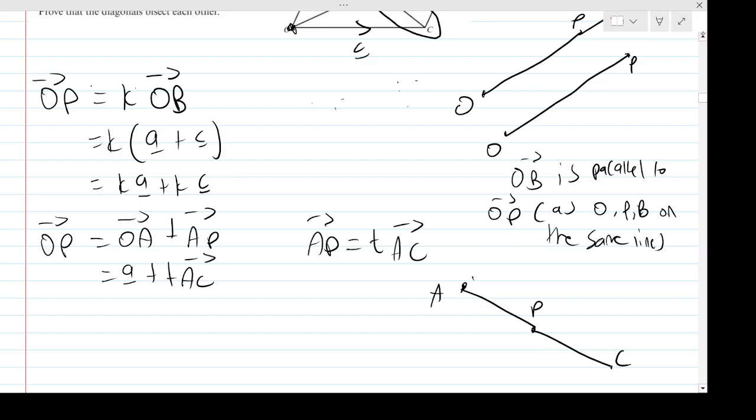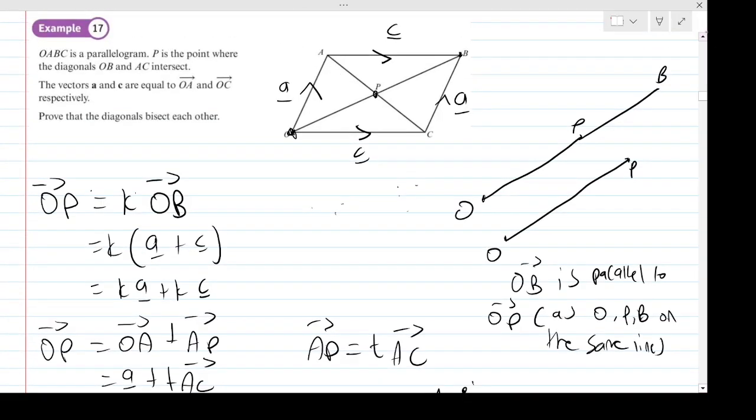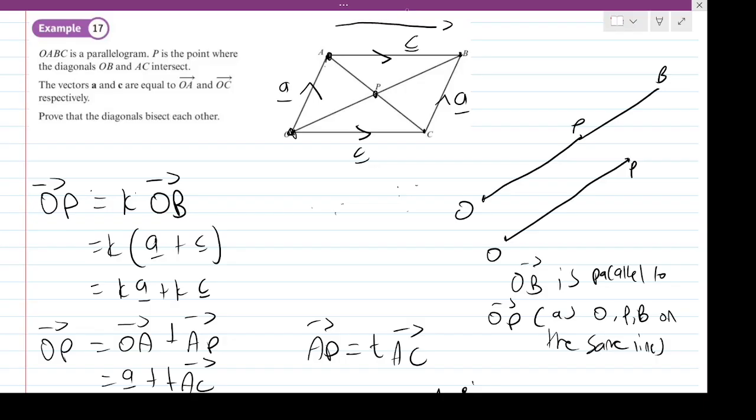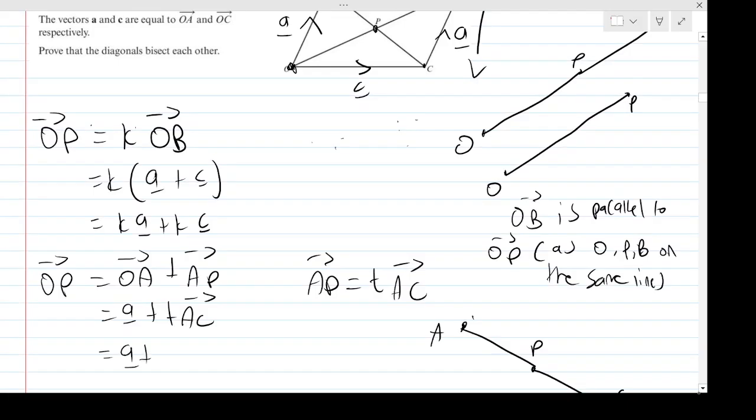And then again, I need to find a way of getting AC, right? So if we want to start at A and end at C, to find AC, well, actually we can go along the parallelogram, we can go from A to B and then B to C, right? So A add T lots of AB add BC. Okay, but then AB then.